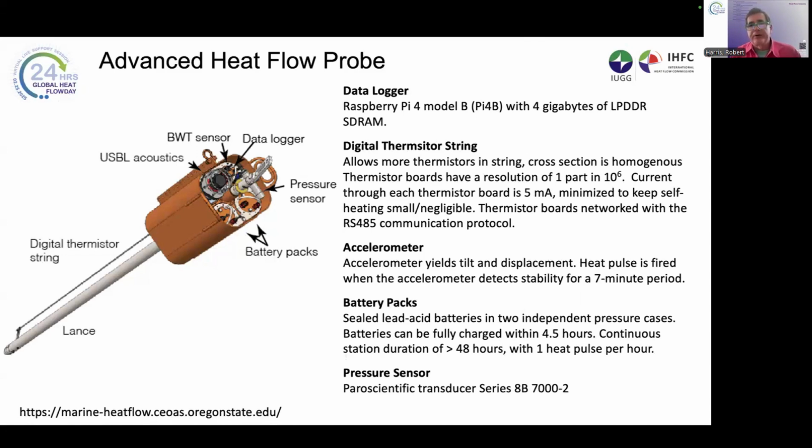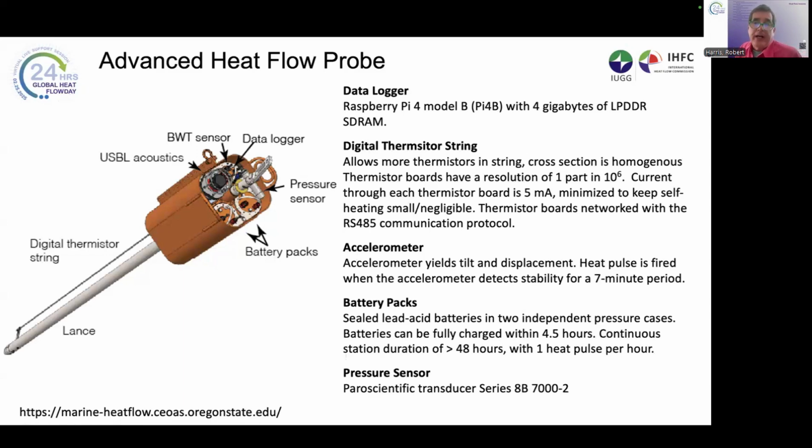It keeps the cross-sectional area of that thermistor string relatively constant. The thermistor boards have great resolution with small power use. There's an accelerometer that yields tilt, so that we know if the probe doesn't go in straight, we know what the tilt angle is, and so we can correct for that, and that would change our measurement of DZ, the distance between each thermistor. We use sealed lead acid batteries in two independent pressure cases.